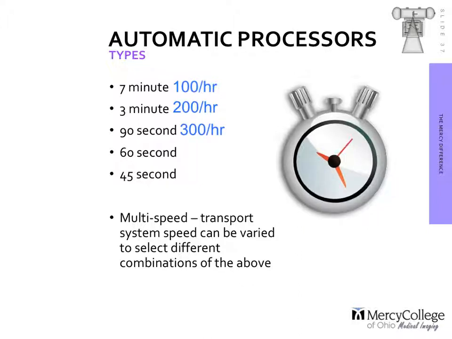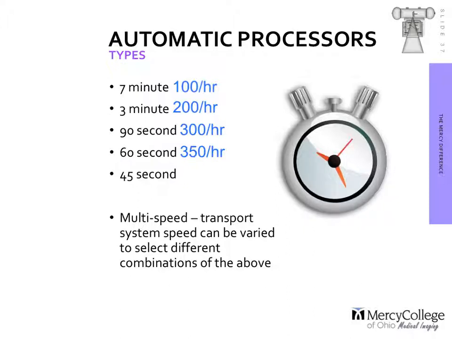It was first developed around the mid-60s. Like I said, it's still the most common type out there right now. But then we continue to get faster and faster, so a 60-second could do about 350 films per hour. And a 45-second is considered the newest type, but it does require special films and special chemicals as well.